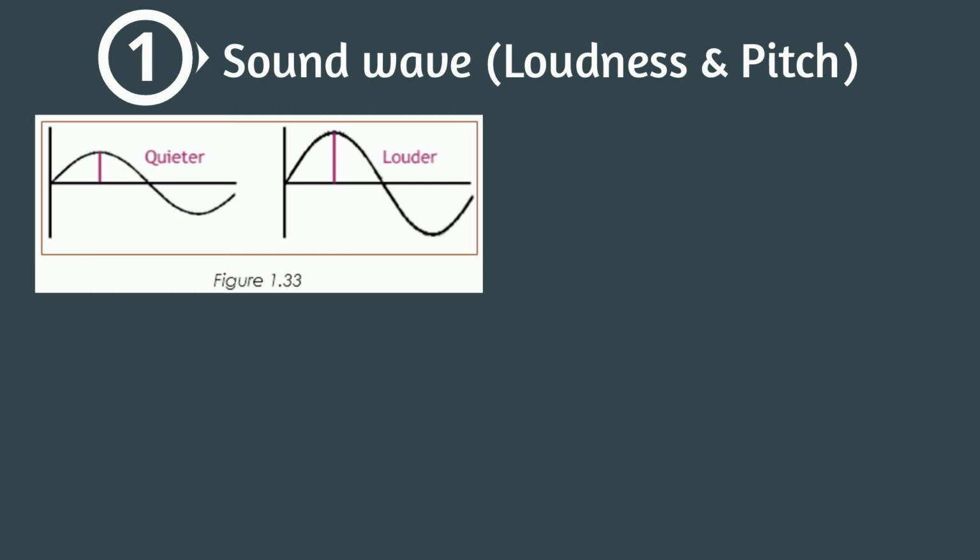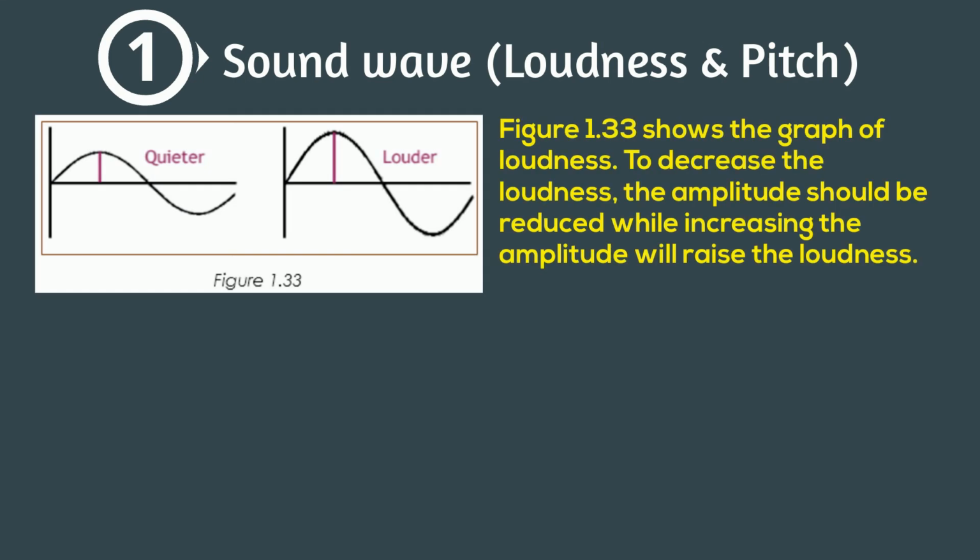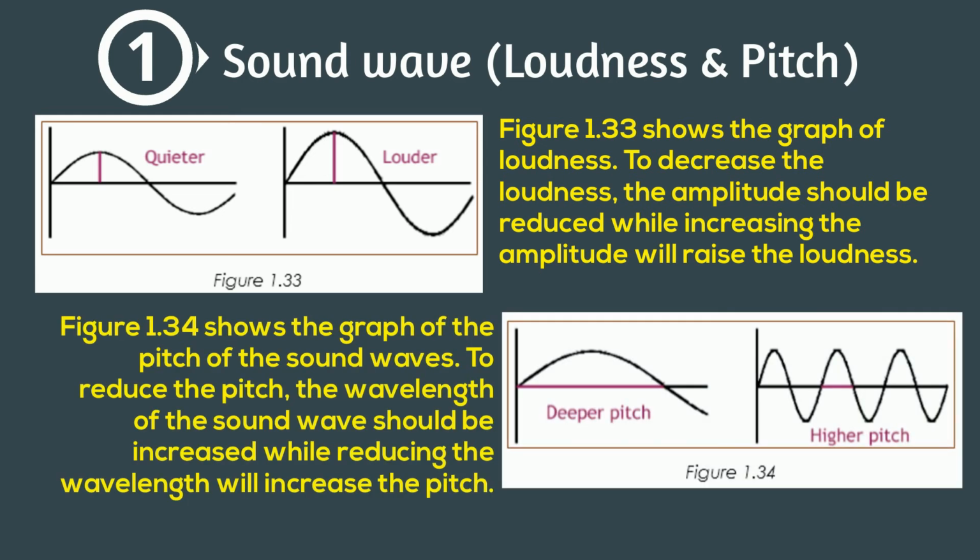Loudness and pitch of sound waves. Figure 1.33 shows the graph of loudness. To decrease loudness, the amplitude should be reduced, while increasing the amplitude will raise the loudness. Figure 1.34 shows the graph of the pitch of the sound waves. To reduce the pitch, the wavelength of the sound wave should be increased, while reducing the wavelength will increase the pitch.